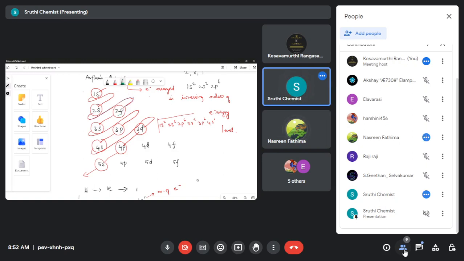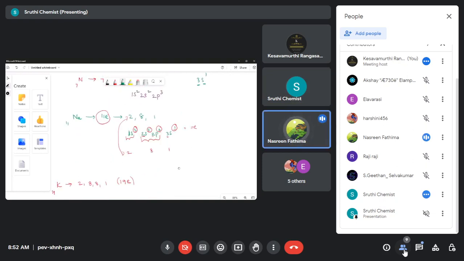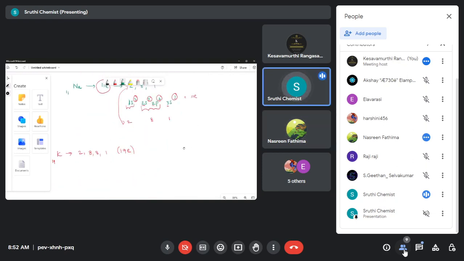Ma'am, what is the maximum number of electrons in the f subshell? The f subshell can hold 14 electrons. Thank you, ma'am.